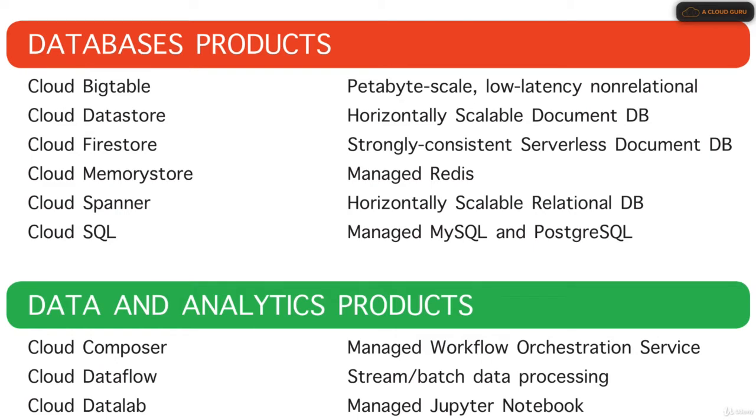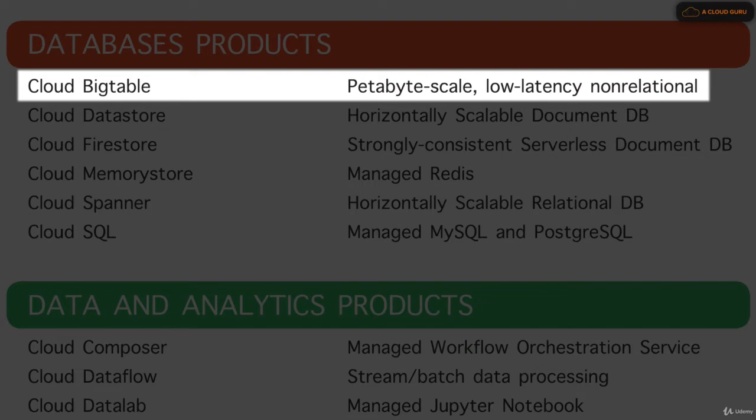But if you do have a more predictable and high volume, then Cloud Bigtable might be a better choice, since it is a petabyte-scale, low-latency, non-relational database.